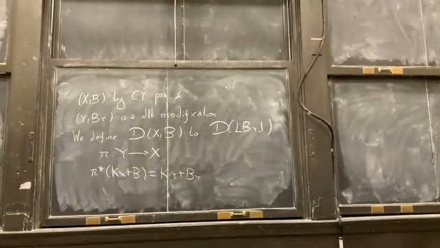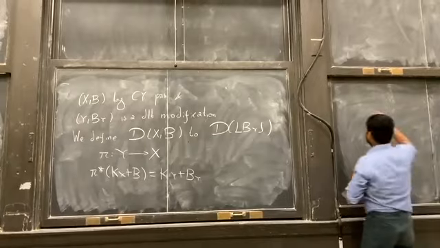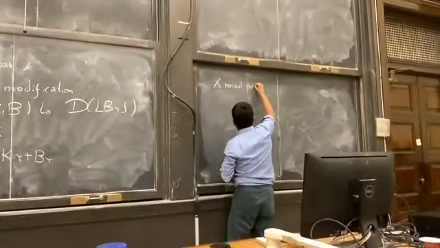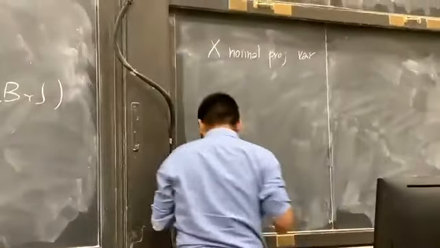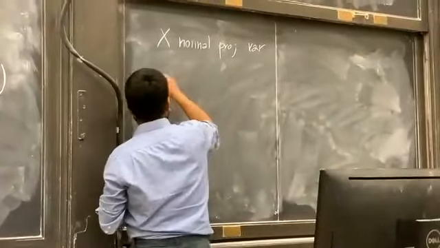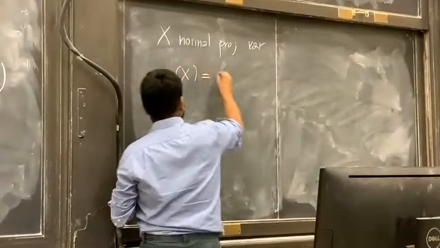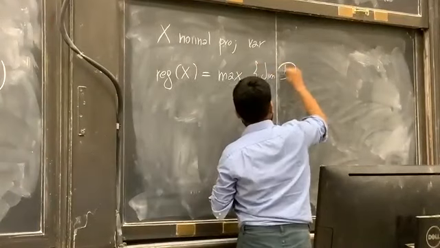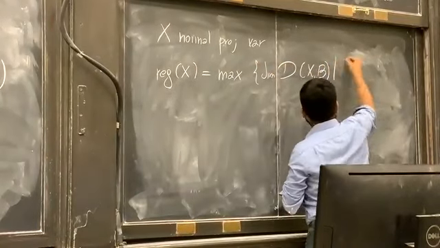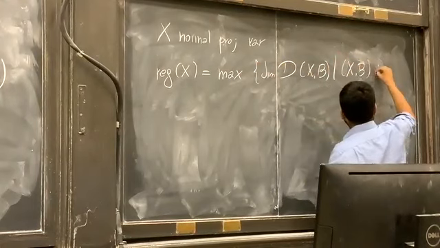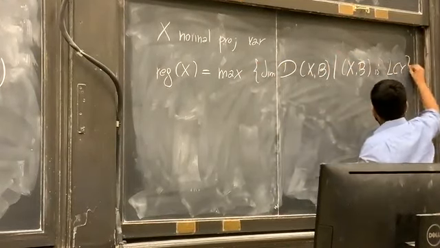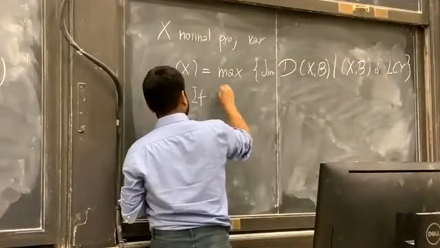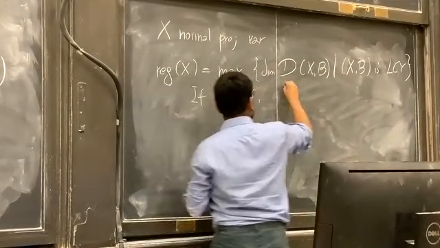So now we can define the coregularity, which we can define for any normal variety. If X is a normal projective variety, first we will define the regularity of X, and we'll denote it reg(X). It will be the maximum of the dimension of the dual complex such that (X,B) is local Calabi-Yau.